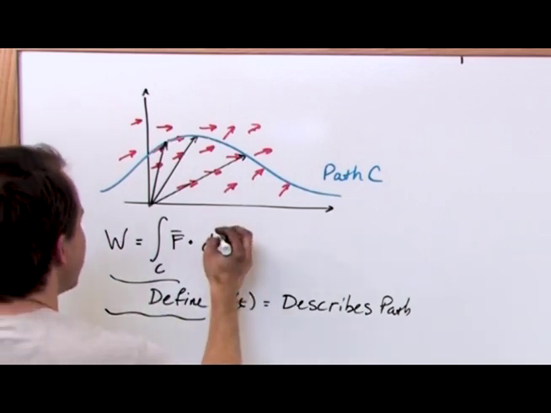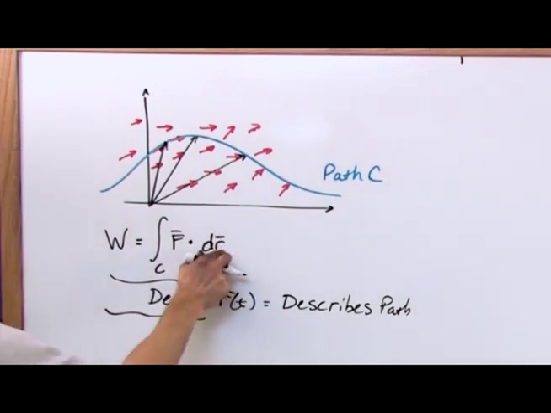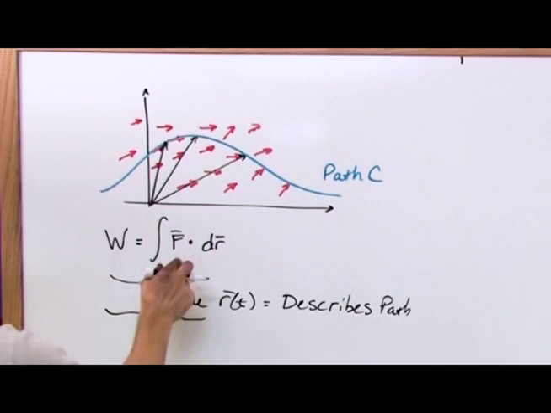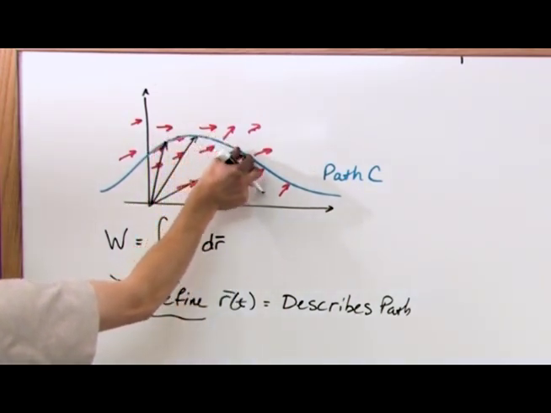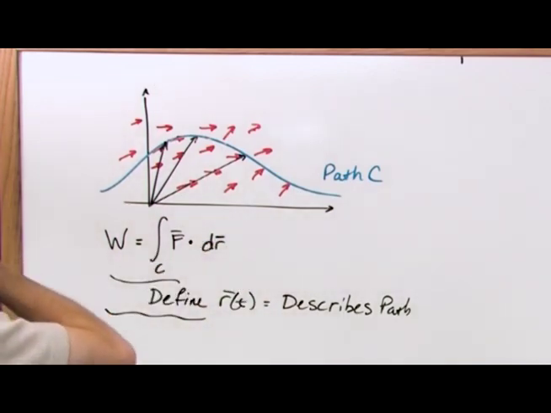There's something very important I left off of here. dr is a little bitty vector, because you're dotting these things together. It's just exactly what I was telling you. You're dotting individually these little bitty things up, and then you add them all up. Okay, so how do we do this?